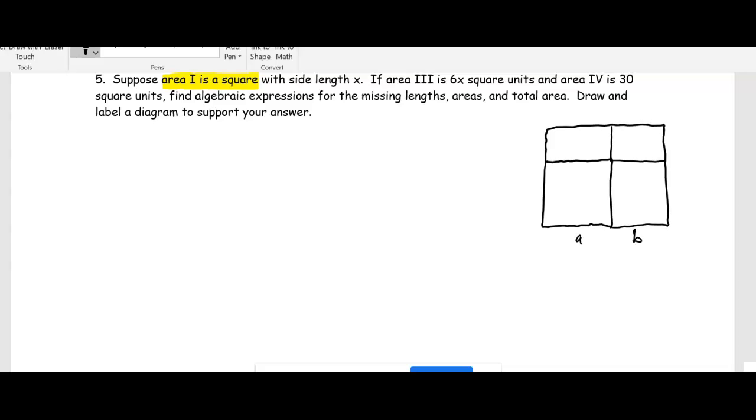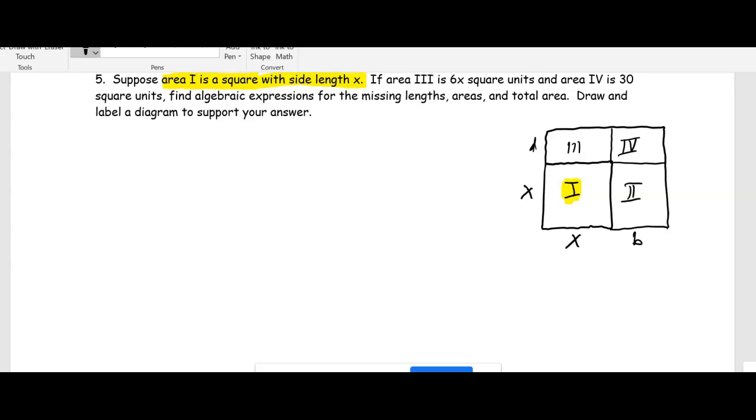And then if you remember, this was A, this was B, C, D. This was Roman numeral 1, 2, 3, and then 4. That's how all of these got set up yesterday. So now let's fill in some things. It says, suppose area 1 is a square with a side length of x. So area 1 is a square. Each side is an x. So what that really tells us is that A and C have to have a length of x.